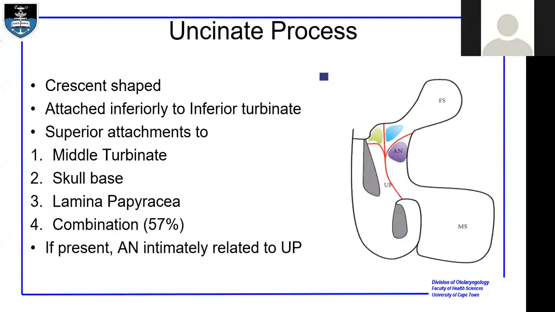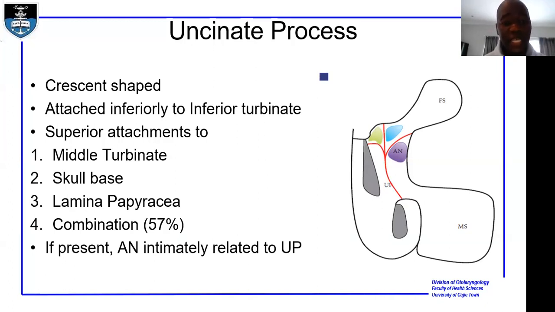This is a diagram of a coronal section showing the uncinate process in the red line. The uncinate process is a crescent-shaped bone which is attached inferiorly to the inferior turbinate. Its superior attachments can vary from medial turbinate to skull base to lamina papyracea, as depicted here in the diagram, or a combination of these, which actually is the common attachment.